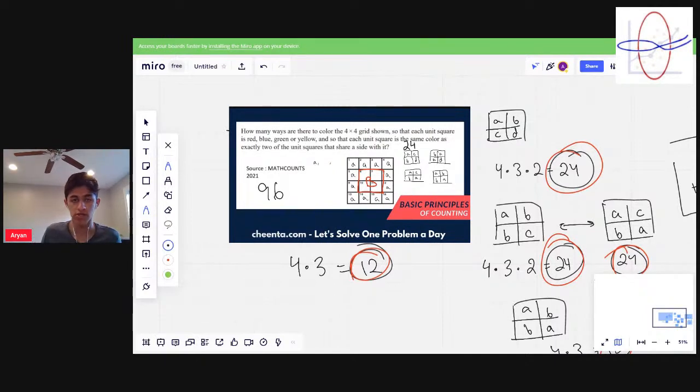And just to make sure, the question is asking for how many ways are there to color the grid, which we found to be 96. And that should conclude this question.